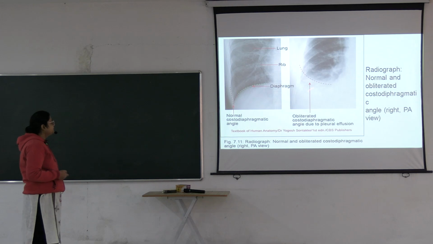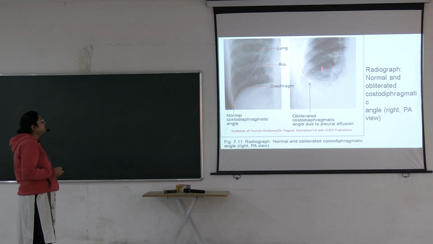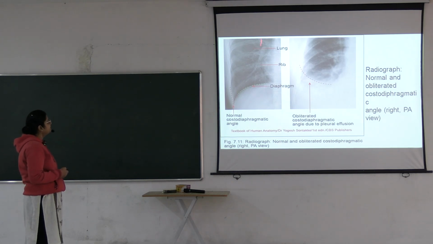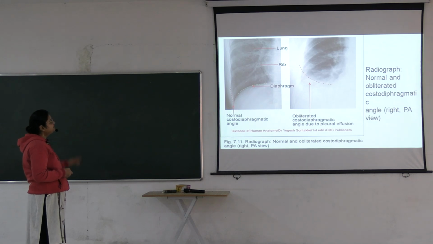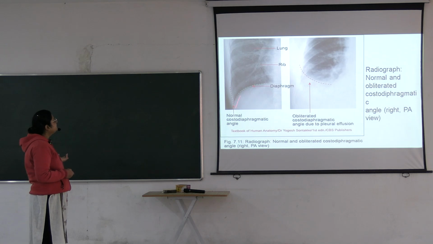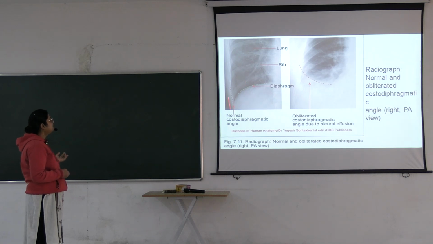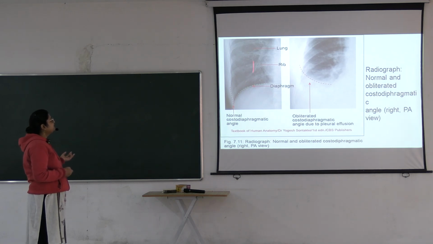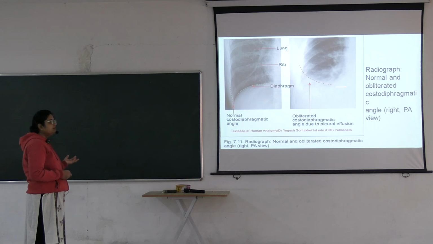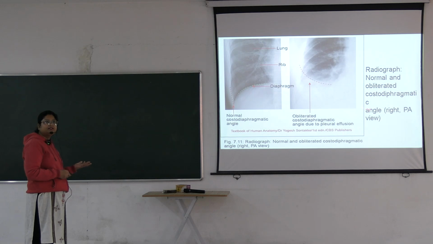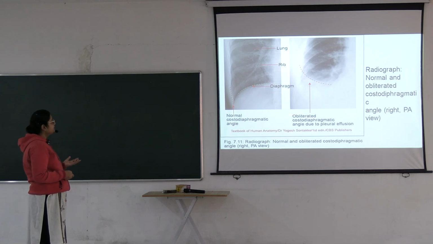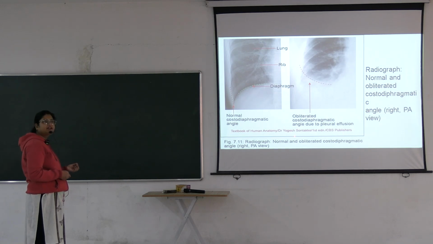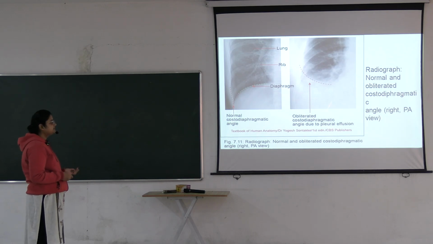Here we have shown the obliteration of the costodiaphragmatic recess. See, this is normal. This is a chest X-ray, and half of the chest X-ray has been shown. In this side, you can see this is the normal costodiaphragmatic angle. The black portion is extending downward. Here, obliteration occurred, and opacities are present. It is whitening. So here is the obliterated costodiaphragmatic angle due to pleural effusion. It will look like this in a chest X-ray.